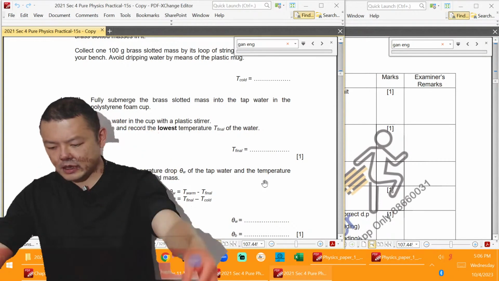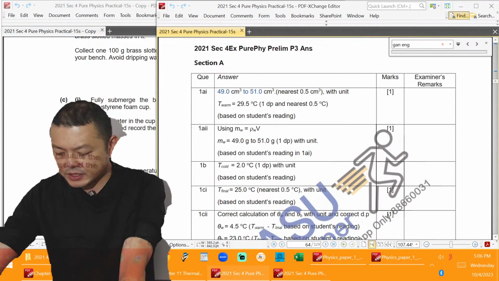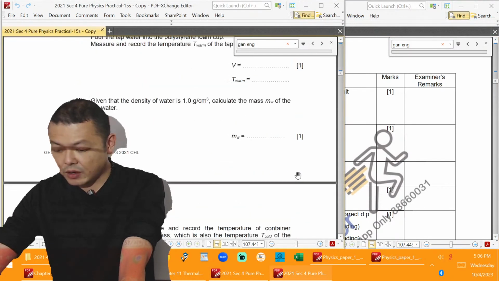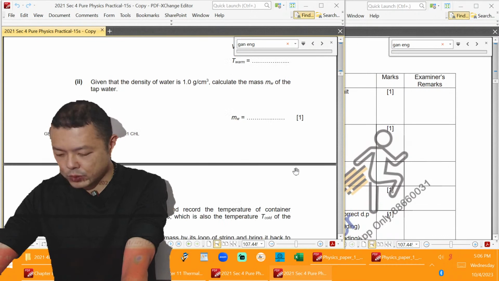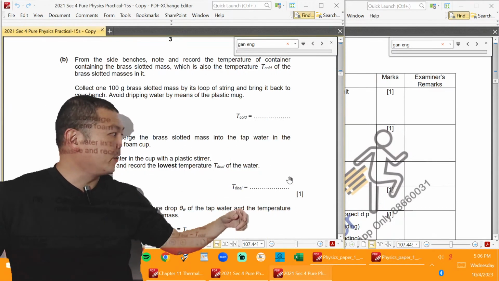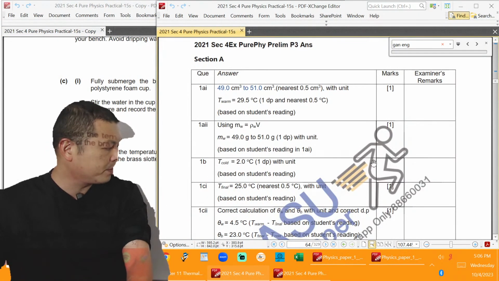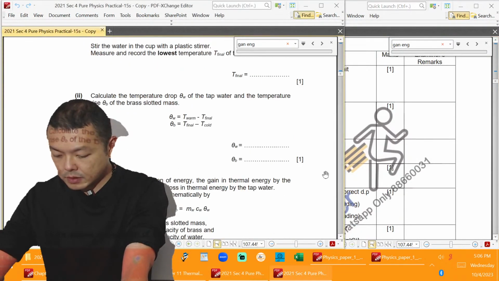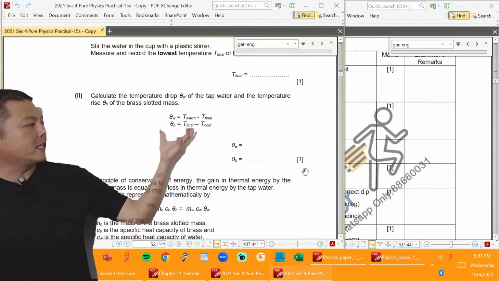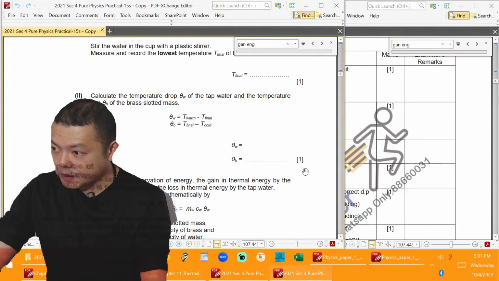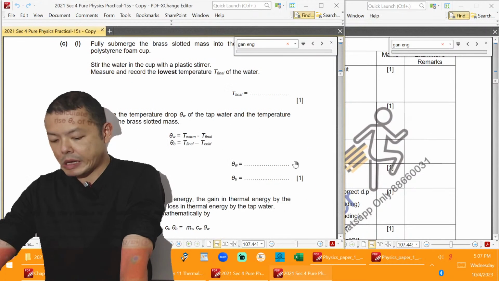Then they ask you to insert it in and find the final temperature. In the example here, the final temperature is given as 25 degrees Celsius. You start off with 29.0. Cold temperature is 2.0 degrees Celsius. Final temperature is 25.0, so we just do 25.0. Then they ask you to find the difference. Since it's a minus, you follow the dp. All of them are down to 1 dp, so you give the same dp as well.